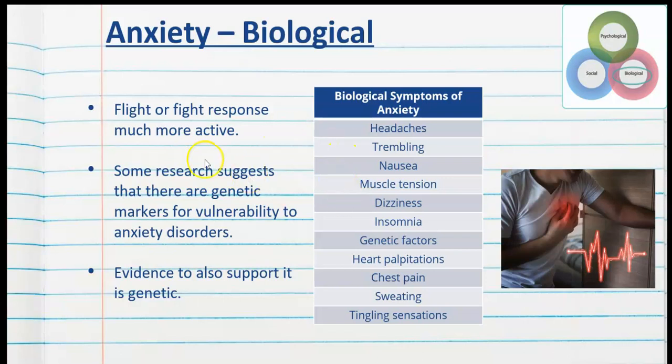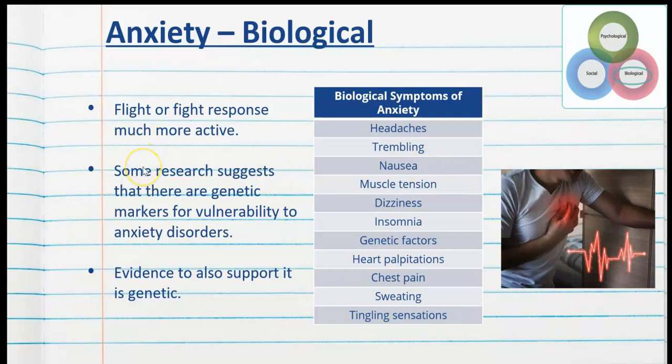Generally speaking, however, the flight or fight response will return to normal. The parasympathetic nervous system will kick in and reduce our stress response to normal levels. However, in people with anxiety disorders, the flight or fight response is much more reactive and stays higher than what would be considered typical or within the normal range. So in other words, someone with anxiety has a much more active flight or fight response, characterized by a lot of these biological symptoms here, which I'll talk about in a minute.